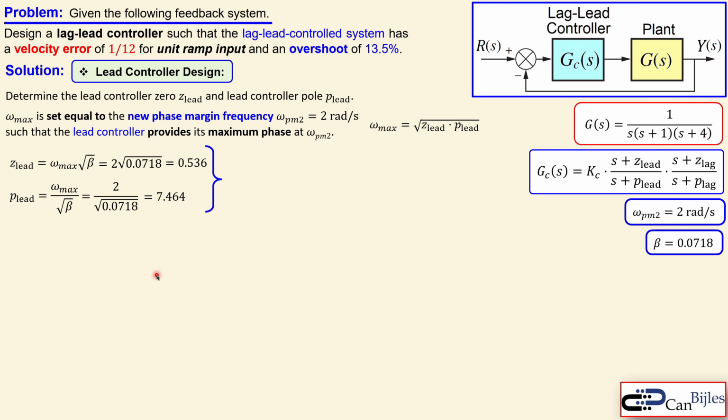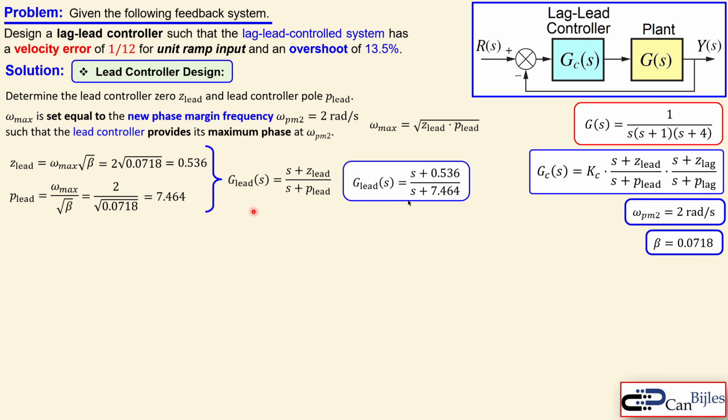Now taking these together, you have now our G lead, which is now the lead controller transfer function, of course without the gain we require for our velocity error. That is just a separate calculation we have done already for the P controller. Now when you substitute the values for the z lead and the p lead, we have our transfer function already. So we have now the Kc, which is 48 already calculated, and we have also this part, so now the final part, which is the lag controller.